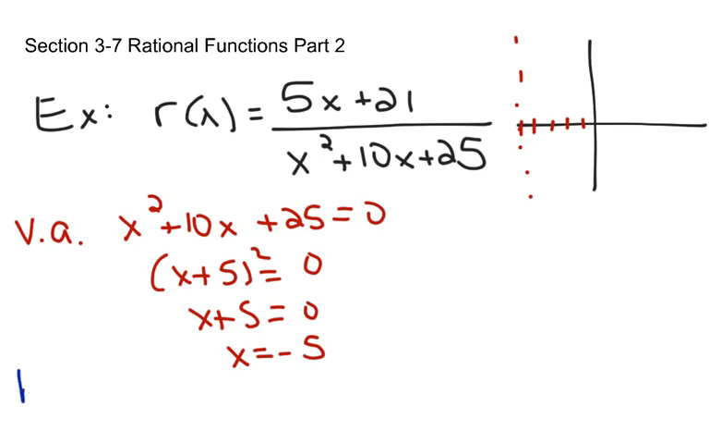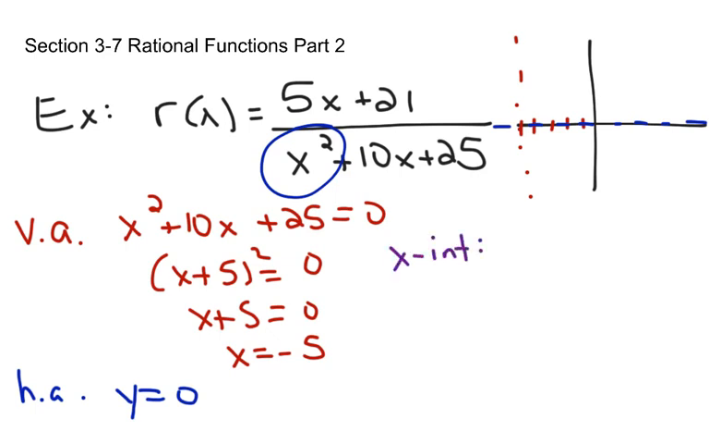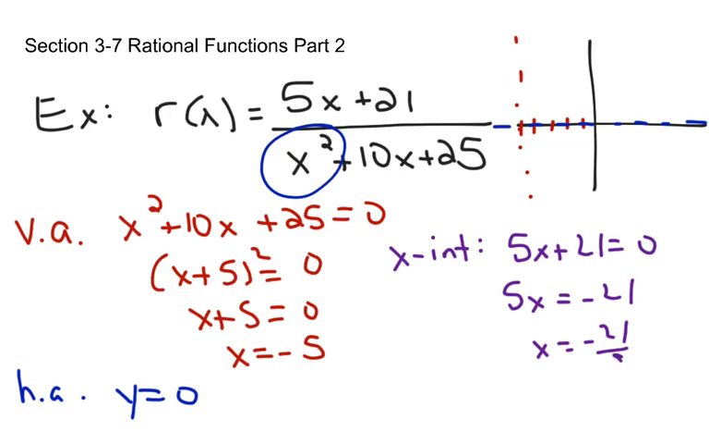Now let's go find the horizontal asymptote. Look at the biggest exponent of x, which is x squared. It only occurs in the denominator. That means that this is your y-intercept. I'm sorry, it's your horizontal asymptote. Now let's go find our x-intercept. You find the x-intercept by setting the numerator equal to 0 and solving. So x is negative 21 over 5.